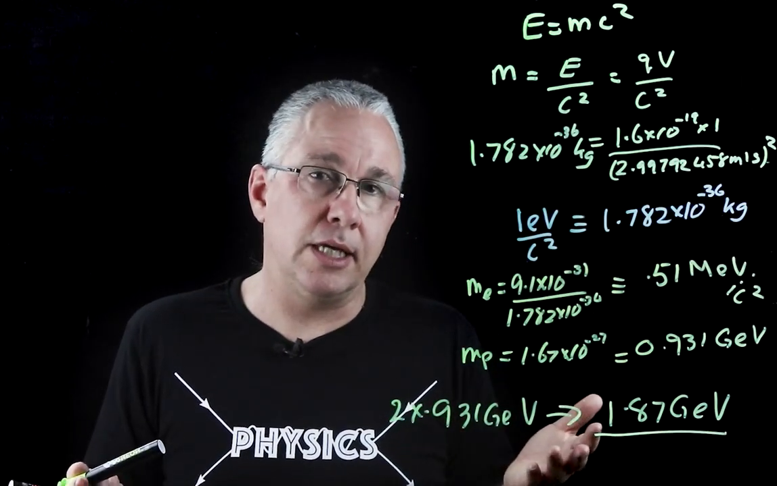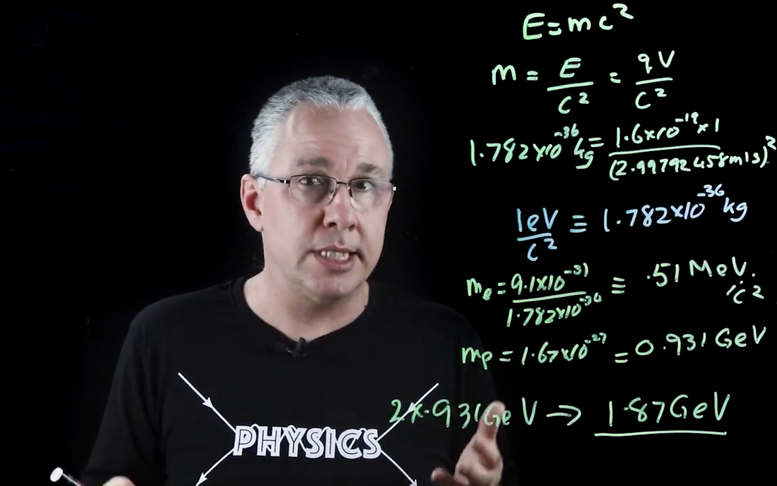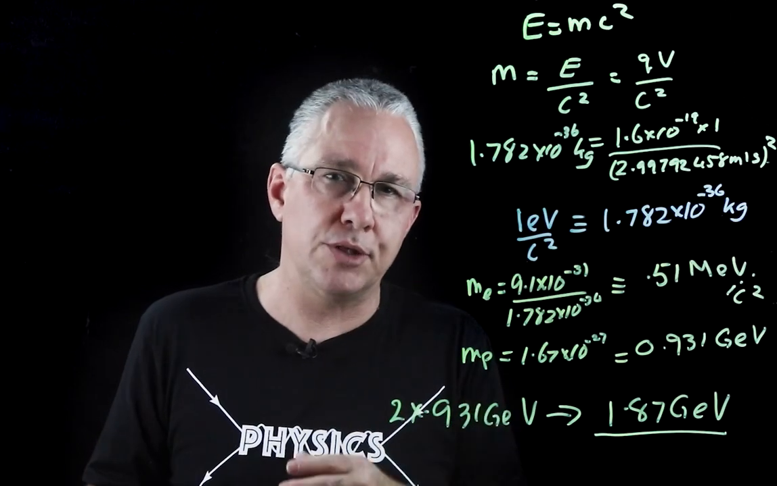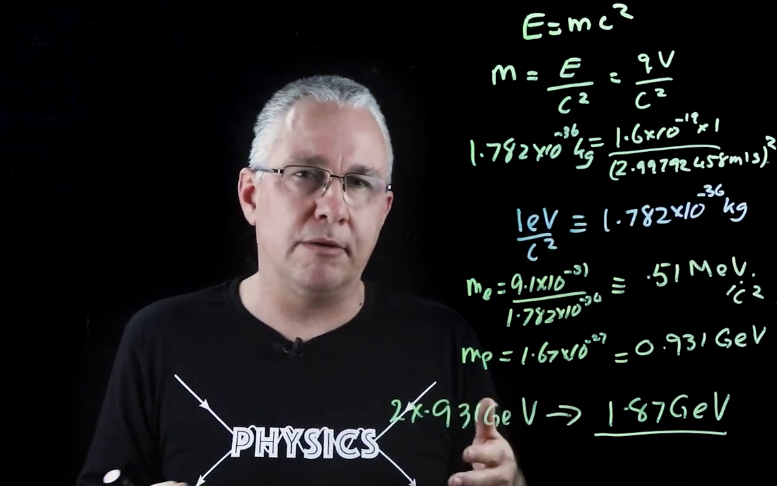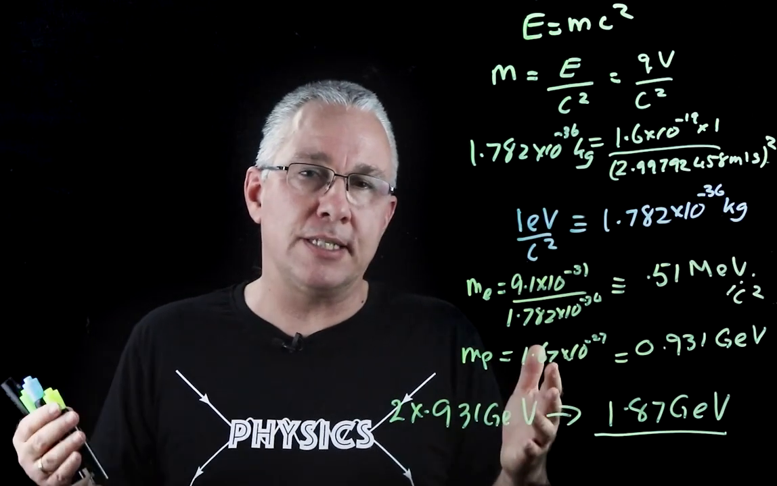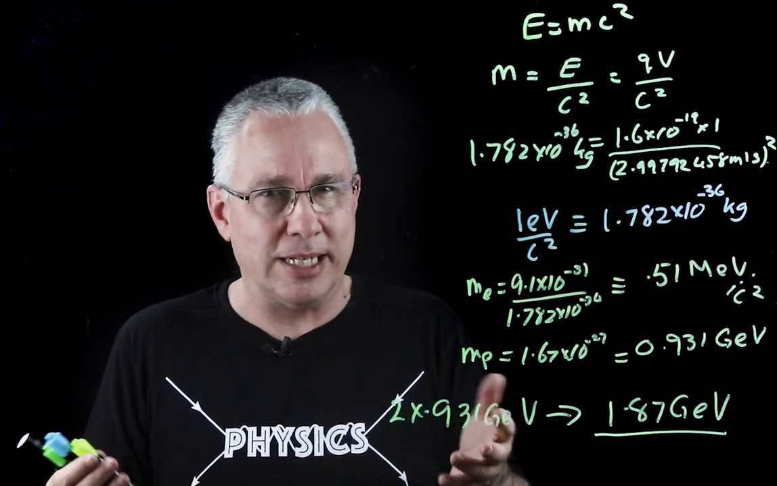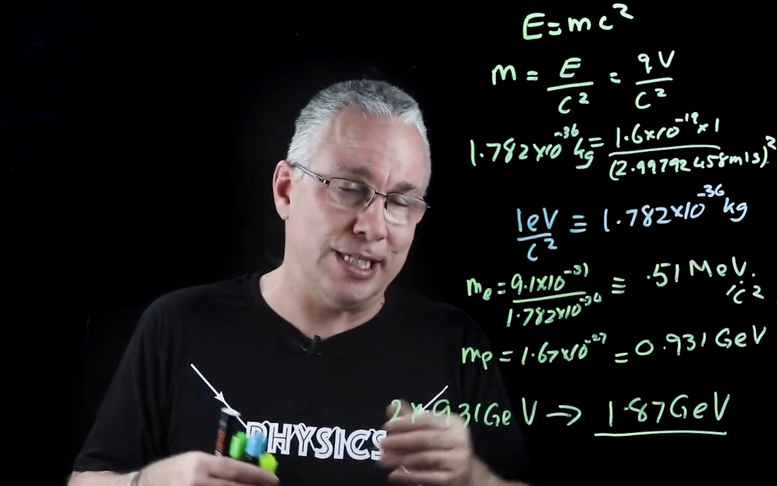Now mass isn't the only dimension where the electron volt is used. It can also be used in distance, momentum, and even temperature, but that's probably a topic for other videos. Well, I hope that has helped you understand why physicists use the electron volt as a unit for mass, but more correctly, the electron volt per c squared.